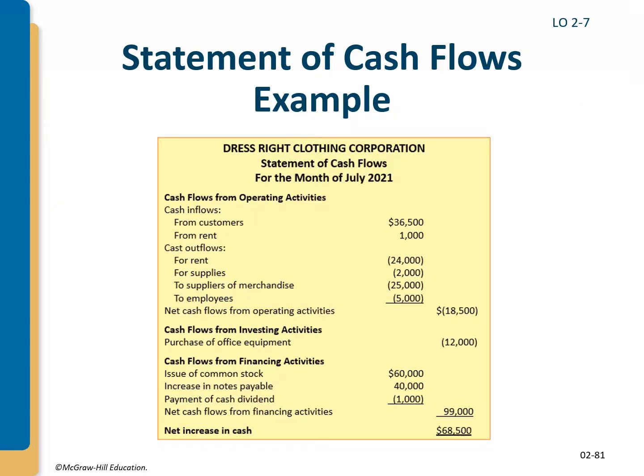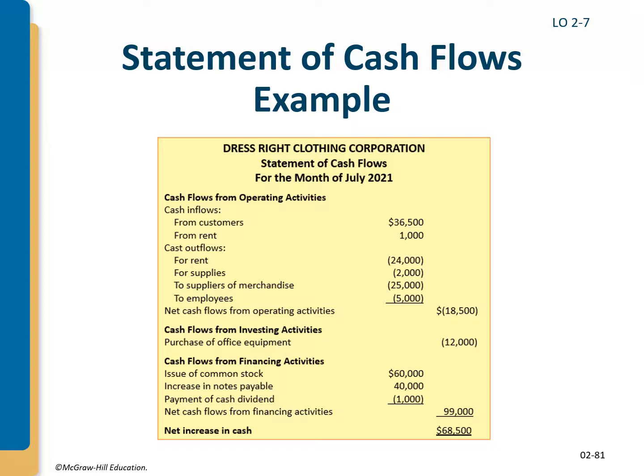So here's DressRight. Now, like I said, we're not going to go through how we did all of this, but this is how they would have completed the direct method of the statement of cash flow. So when the company completed their statement of cash flow, the net cash flow from operating activities was negative. They actually spent more in their operations than they brought in for that month.